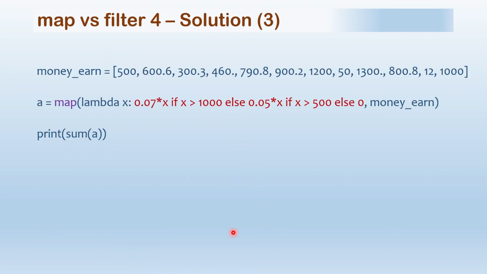Now for solution number 3, I can just use one map and ignore the filter because I can compute each one of them. Anyone who is not qualified, I just put as 0. So when I sum, the 0 will not affect the overall tax amount. This is easy, but the lambda has a ridiculous syntax here. For people from a functional programming background, this is not an issue because this is considered quite easy.